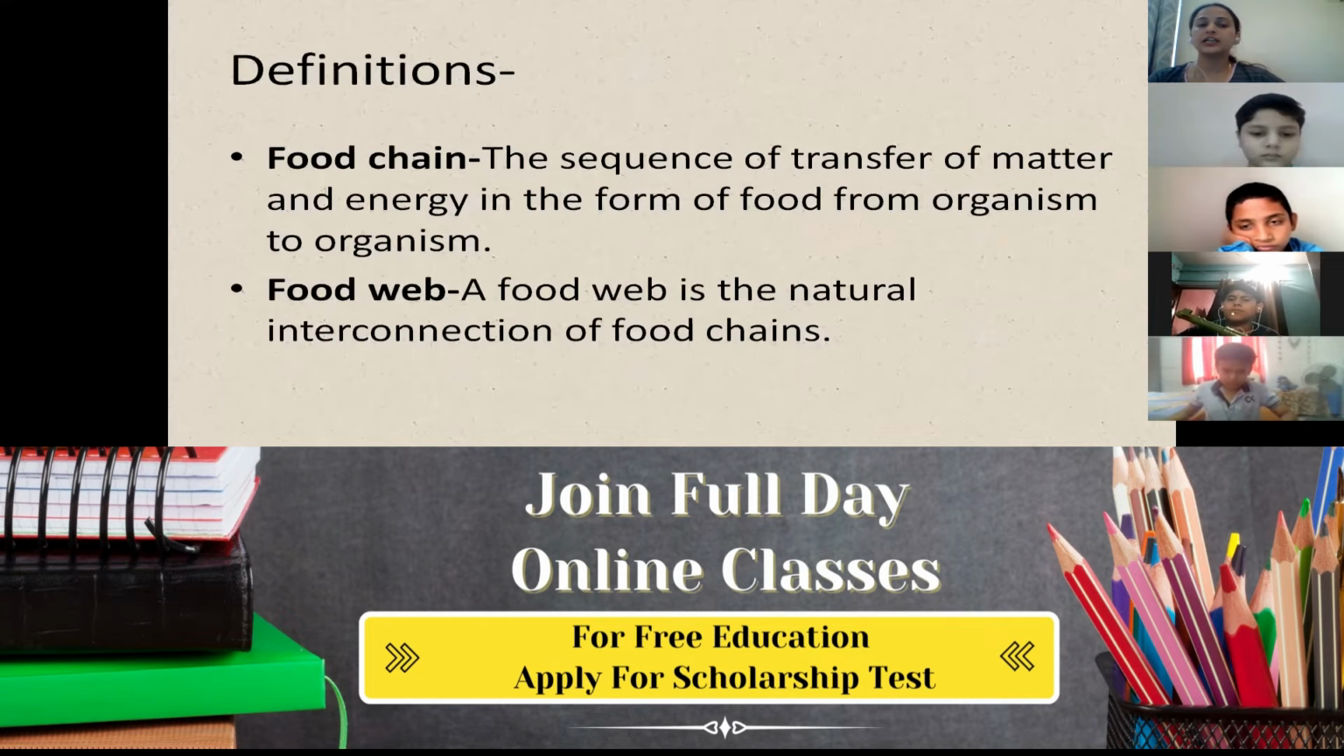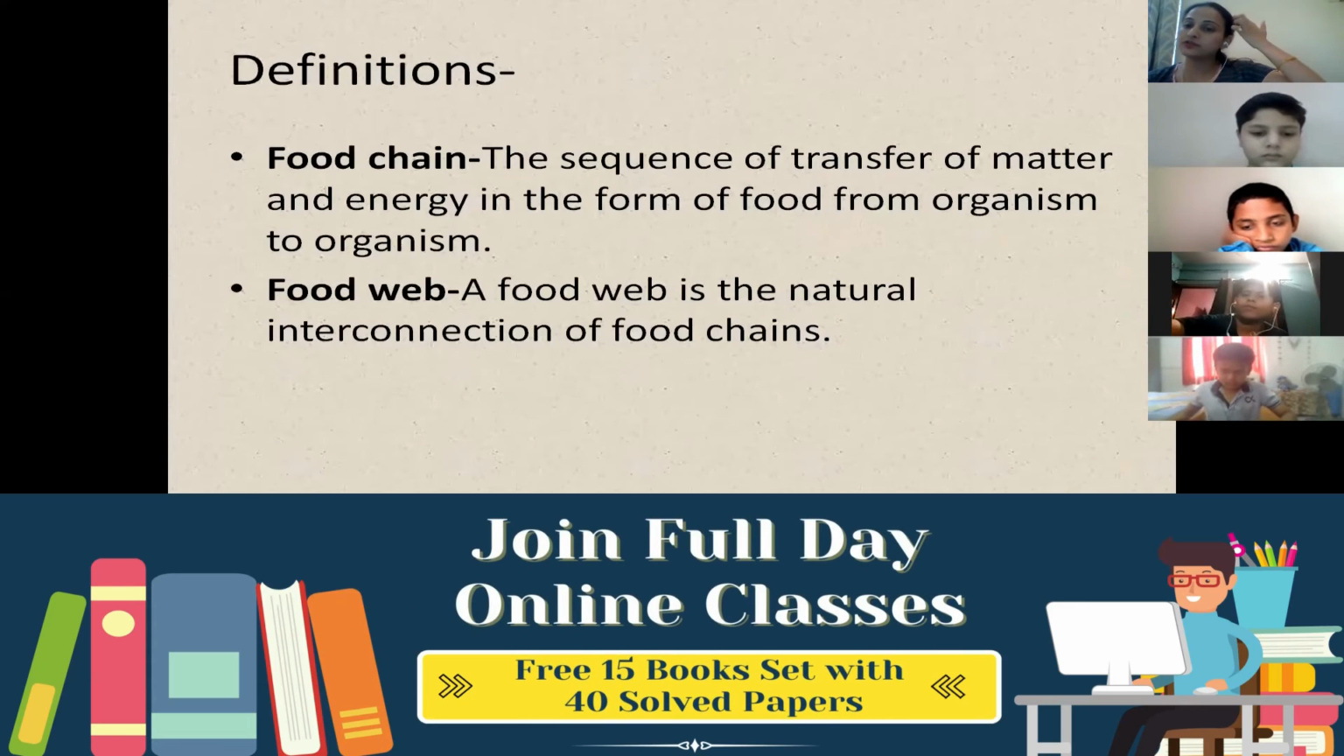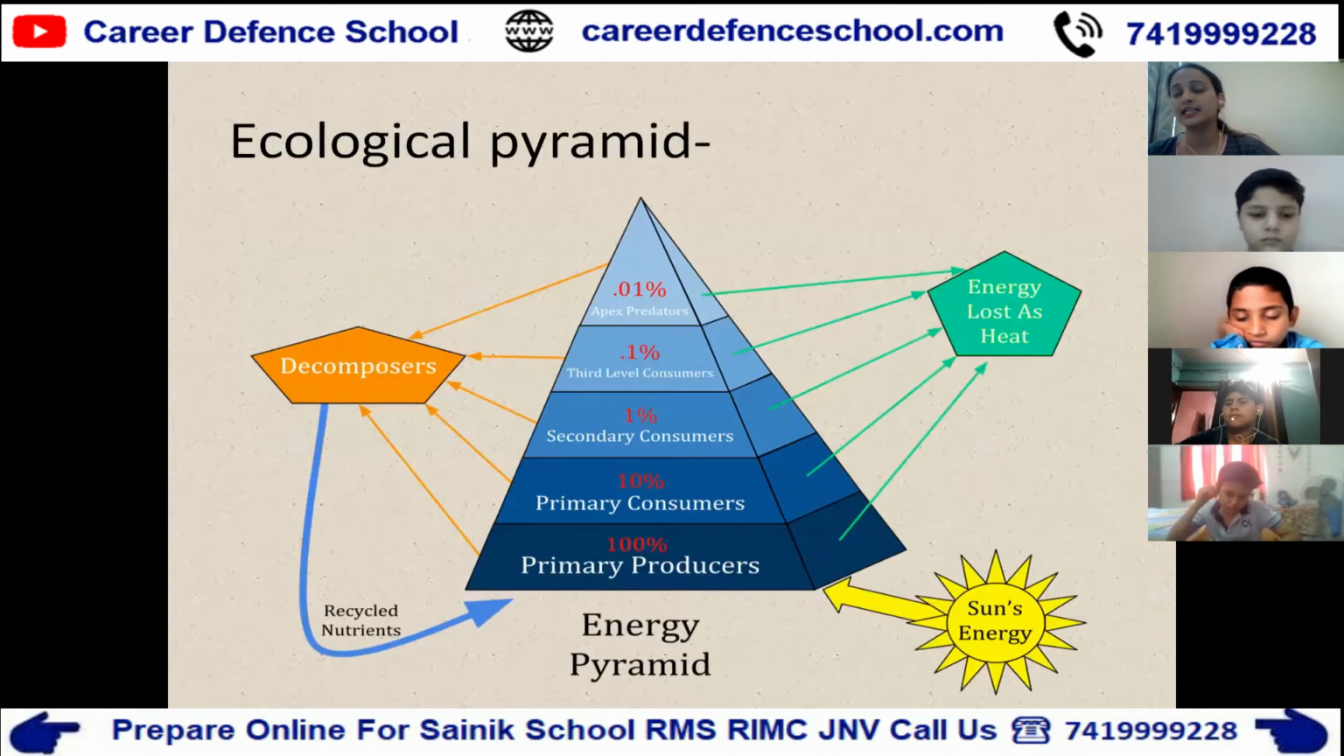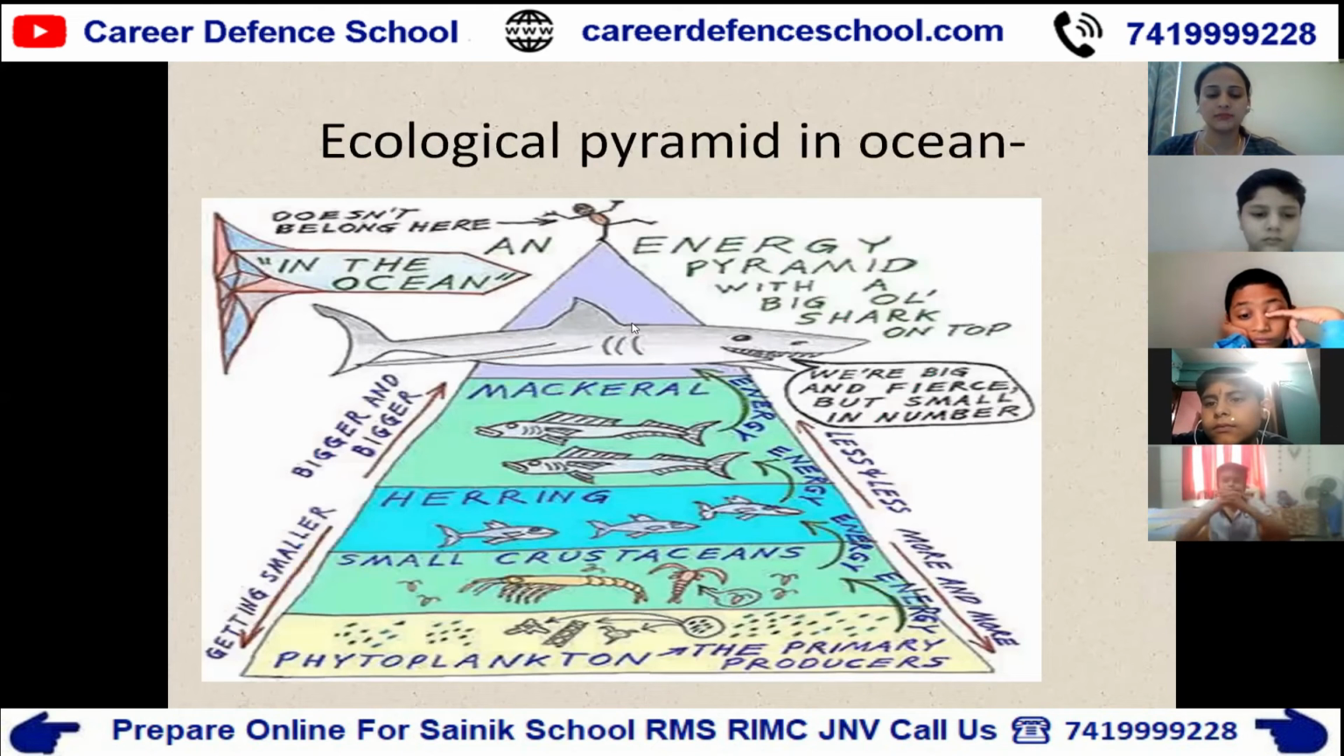So next we did the definitions of food chain. The sequence of transfer of matter and energy in the form of food from organism to organism is called food chain. What is a food web? A food web is the natural interconnection of food chains. And what is a food web? It is an interconnection of food chains. Next, beta, this is important, and understand this well. Okay, this is our ecological pyramid, showing who is dependent on whom. Okay, so this is called an ecological pyramid.